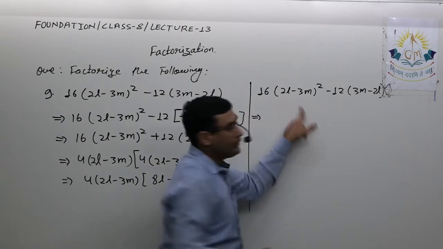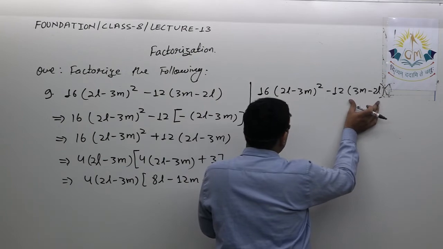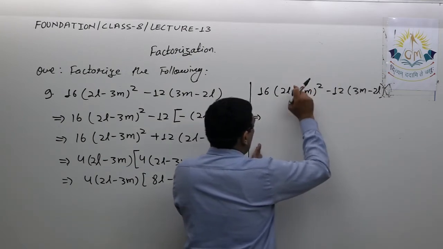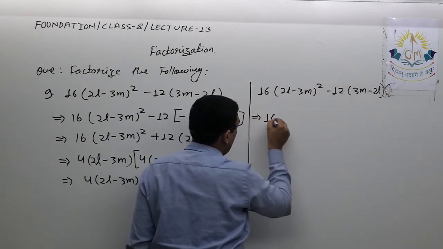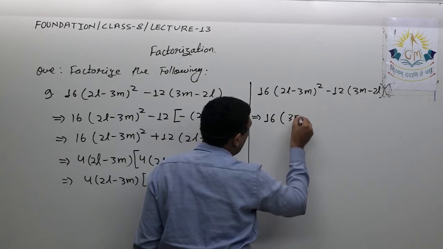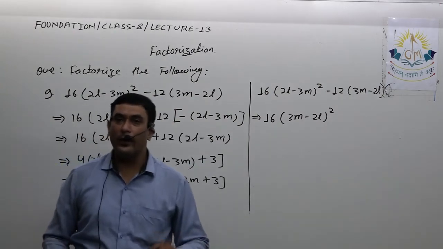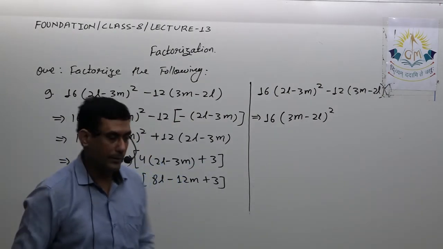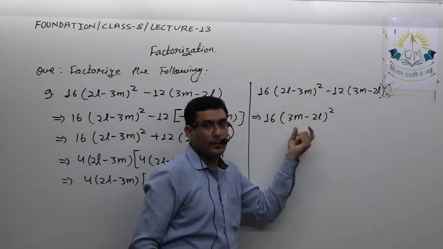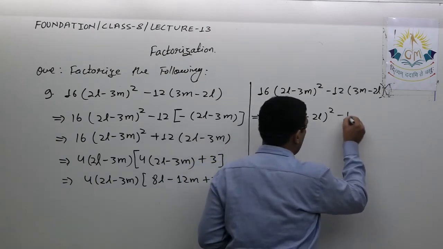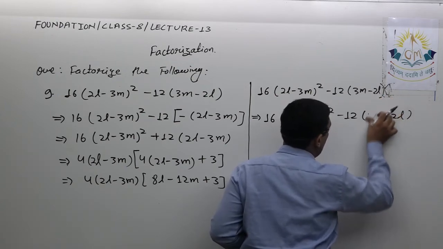Here it is 2l minus 3m whole square. So in the first method I interchange this. I made it similar to this. Now I will convert this in the form of this. So here I write 16, and here I write 3m minus 12 whole square. As I told you, a minus b whole square or b minus a whole square is the same thing. So even if I interchange these two positions, the expressions remain the same. And this I write as it is, 3m minus 2l.